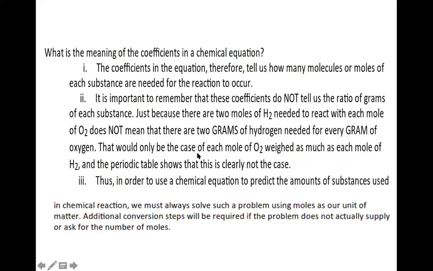That would only be the case if each mole of oxygen weighed as much as each mole of hydrogen, and the periodic table shows that this is clearly not the case, because the molar mass of oxygen and hydrogen is different. Thus, in order to use a chemical equation to predict the amounts of substances used, you need to calculate the molar ratio in a chemical reaction. We must always solve such a problem using moles as our unit of matter. First moles, and then you can go for the amount in any unit. Additional conversion steps will be required if the problem does not actually supply or ask for the number of moles.